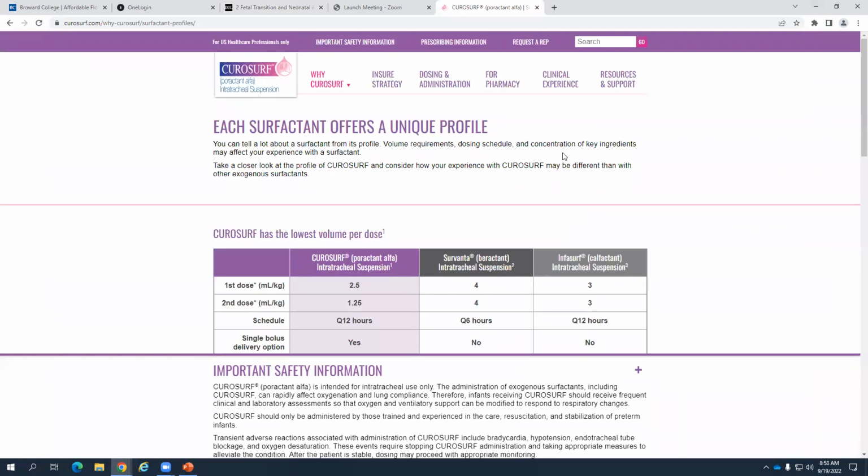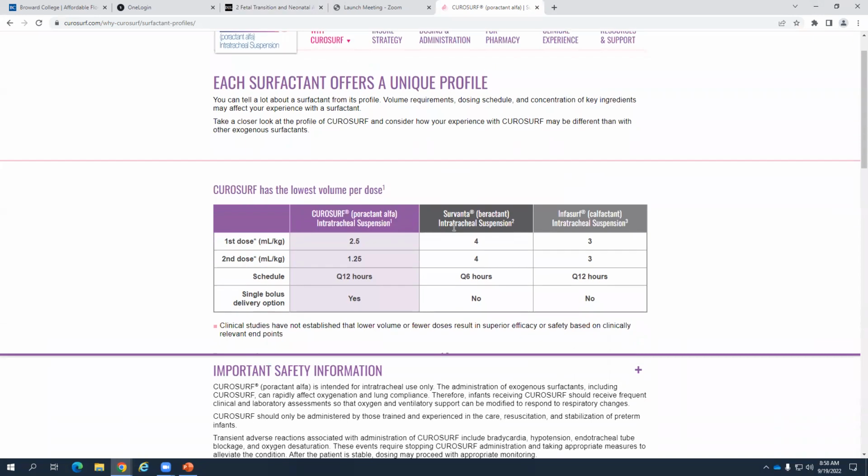So this is from the Curasurf website. So you don't know if you should believe it or not, because could it be biased studies that they're showing since it's their website? But they explain why you have better results if you use Curasurf compared to Survanta or Infrasurf. So it's showing the first dose. When you repeat the second dose, you give half dose.